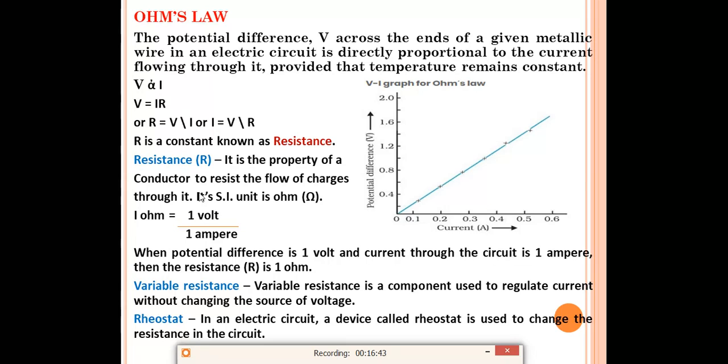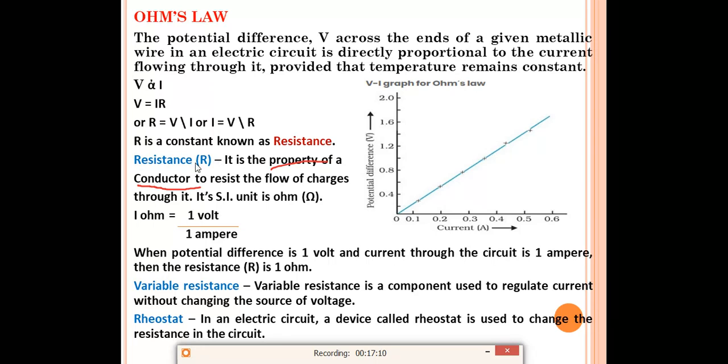Now, what is the definition of resistance? It is the property of a conductor to resist the flow of charges through it. Conductors are those substances which allow electricity or charges to flow through them, for example metals and alloys. And insulators are those substances which will not allow electricity or charges to flow through them, for example rubber, wood, glass.